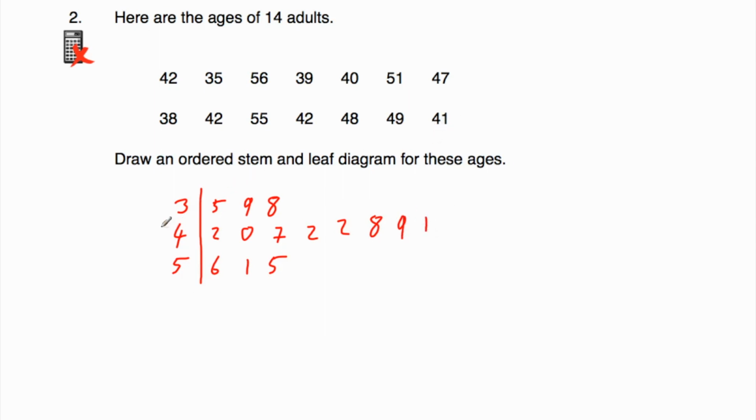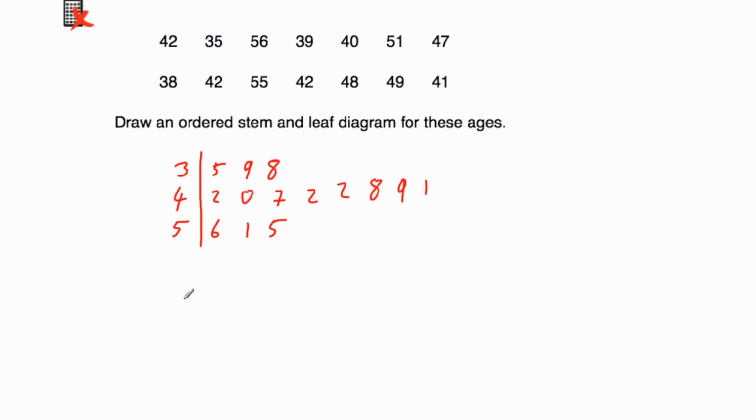So we've got our unordered stem and leaf diagram. Now let's put it in order and then give it a key. So let's put it in order. So 30s, 40s, and 50s. And if we look at our 30s, we've got 35, 39, and 38. Well, it's going to be 5, 8, and 9 for 35, 38, and 39.